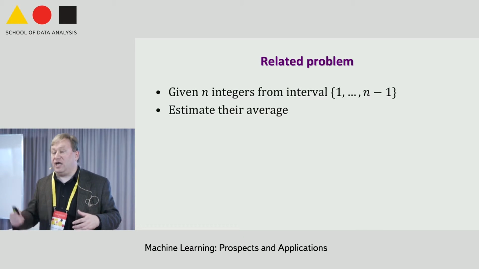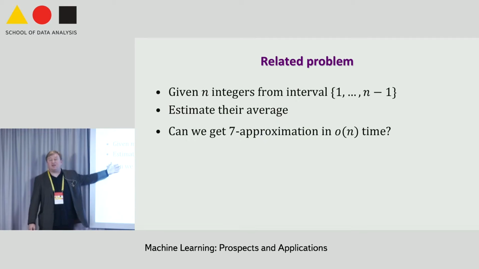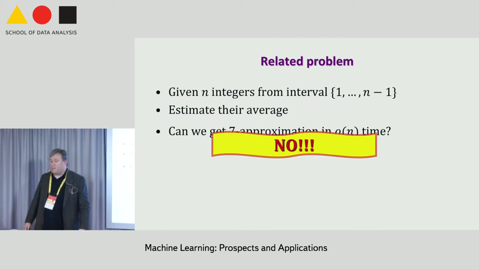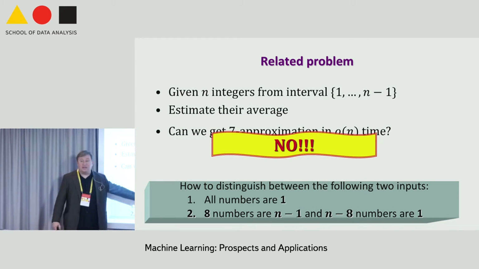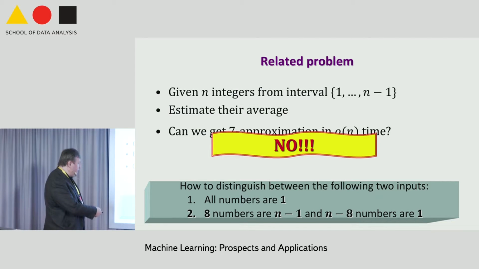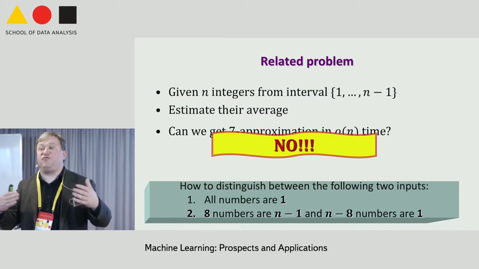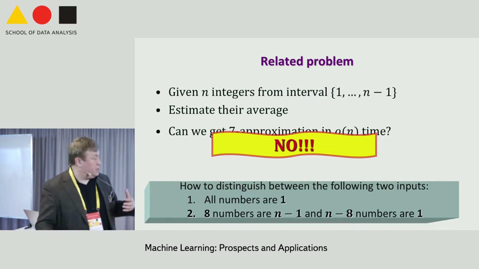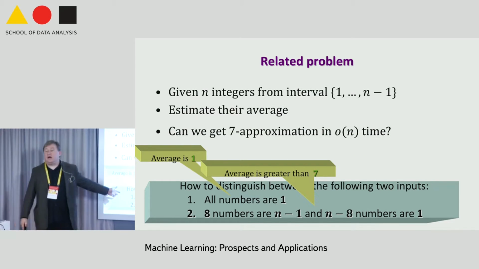And why is this the case? I will just give you an example showing that we cannot get a 7 approximation in sublinear time. Suppose that we have 2 inputs. One consists of all ones, and another has n minus 8 ones, and then 8 numbers having value n minus 1. So what is the difference between these 2 inputs? In the first one, the average is 1, and in the other one, the average is 7.